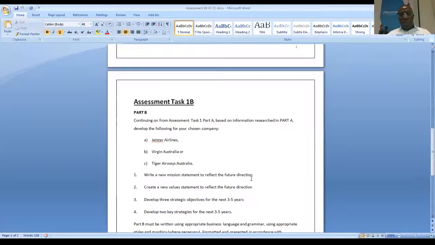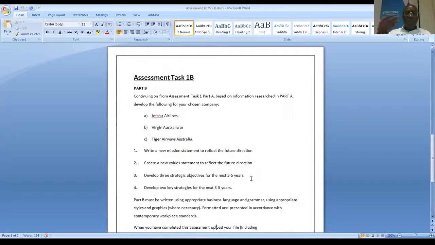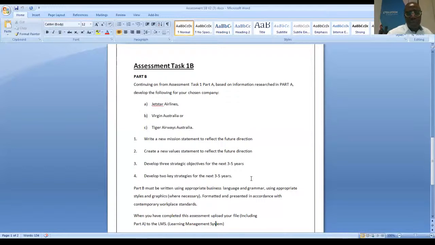What you need to do. Based on the information in part A, develop the following for your chosen company. Okay, so you might have chosen Jetstar, Tiger, and now you're going to write what is their mission statement to reflect the future direction. Create a new value statement to reflect the future. So remember, we're talking about the future. What is their new mission statement? What is their new value statement? And develop 3 strategic objectives for the next 3 to 5 years, right? Develop 2 key strategies. So you need 3 objectives and 2 strategies for the next 3 to 5 years.